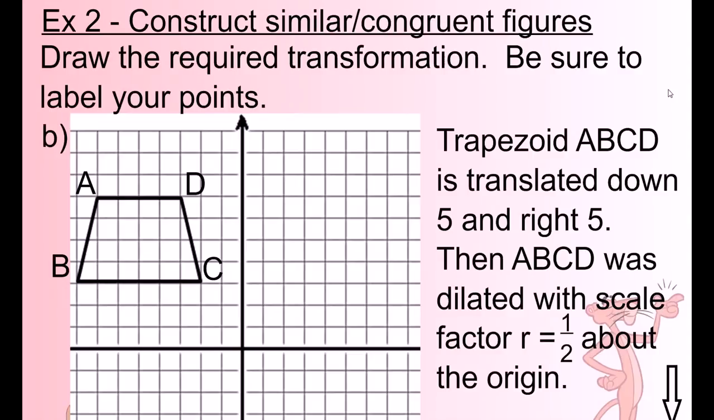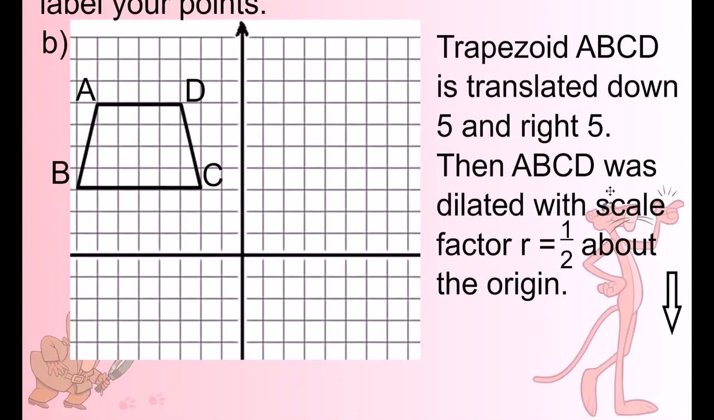All right, so example 2. Construct similar or congruent figures, where again the directions say to draw the required transformation, be sure to label your points. All right. Trapezoid ABCD is translated down 5 and right 5. Then ABCD is dilated with a scale factor r equals 1/2 about the origin. All right. So, start with the first part. So we're going to translate down 5, right 5. So I'm going to take each point and do that.